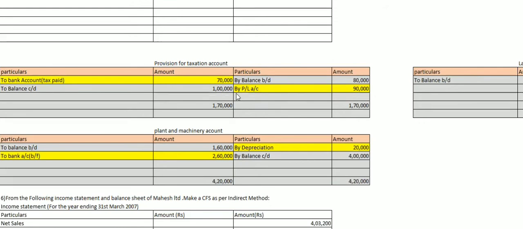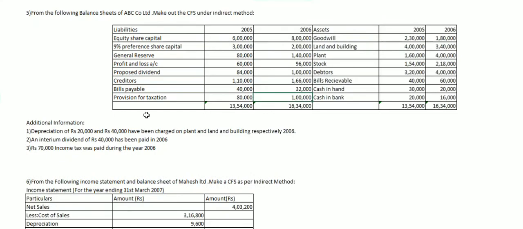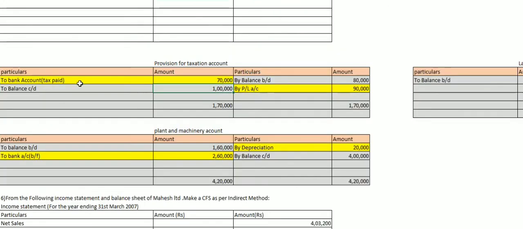So 1 lakh. So if you see your adjustment, we have rupees 70,000 income tax was paid during the year. So it is nothing but to bank account. Cash is moving out, so to bank account from your provision 70,000, you're paying it for the current year's income tax. So this by profit and loss account 90,000 is nothing but your balancing figure.